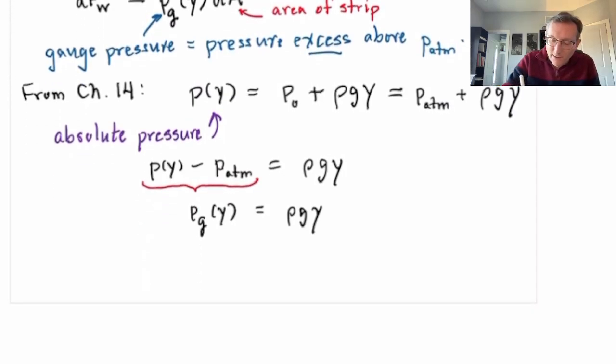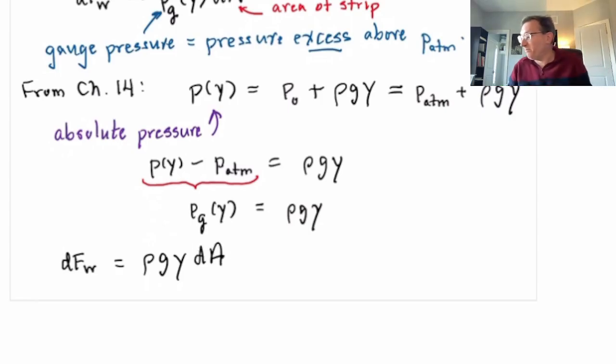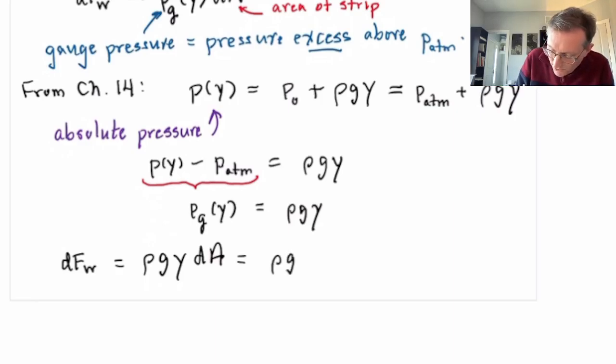So with that in mind, I then have a nice simple formula for the force due to just the water on this one little narrow rectangular strip of the glass aquarium. It's simply rho times g times y, times the area dA of the strip, right? Rho g y is the gauge pressure times the area. But we already wrote down the formula for dA.